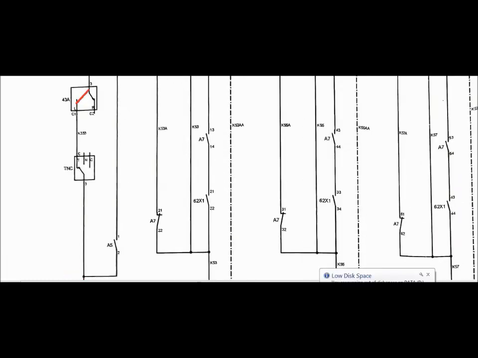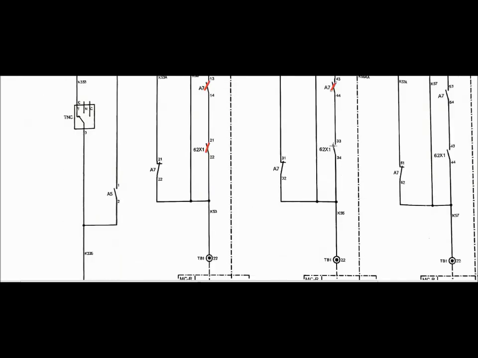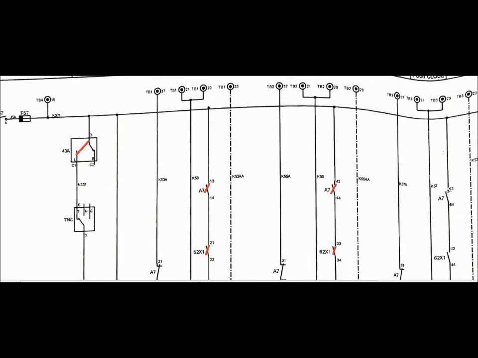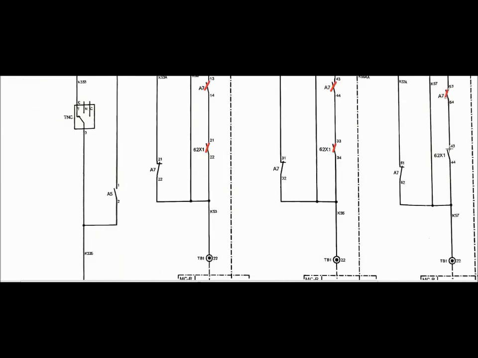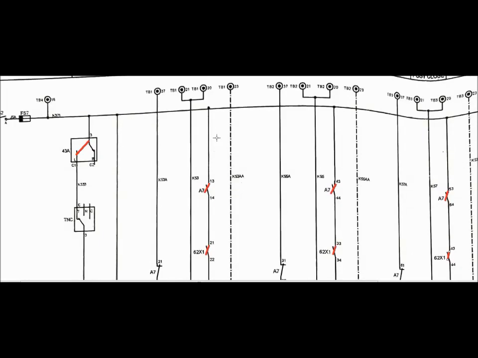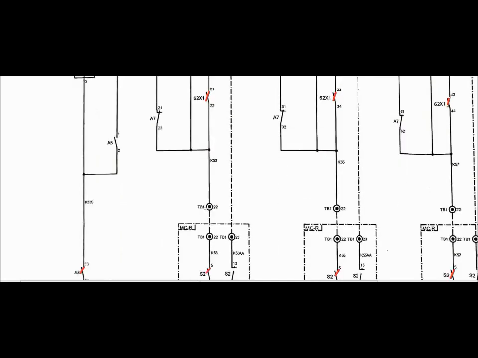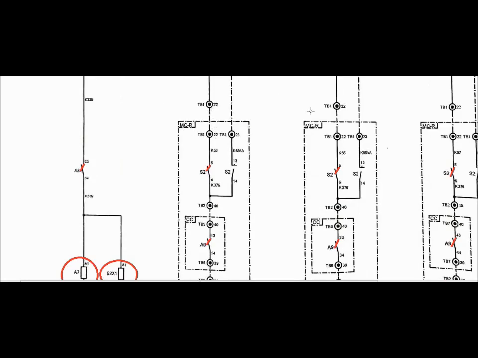That is, the auxiliary contacts of A7 come to NC position, this contact comes to NC position for red phase. Also for yellow phase this contact comes to NC position. For blue phase, the 62X1 contact comes to NC position. Similarly for blue phase this contact comes to NC position, and also this contact comes to NC position. As these three contacts come to NC position, the DC will come via the A7 auxiliary contact and 62X1 auxiliary contact to TB1 22 for red phase, TB1 22 for yellow phase, and TB1 22 for blue phase.